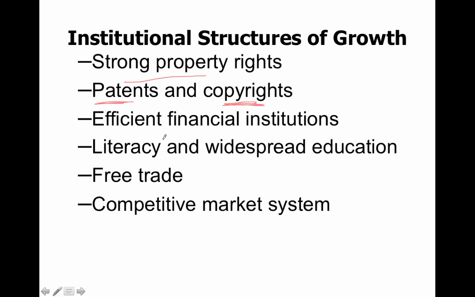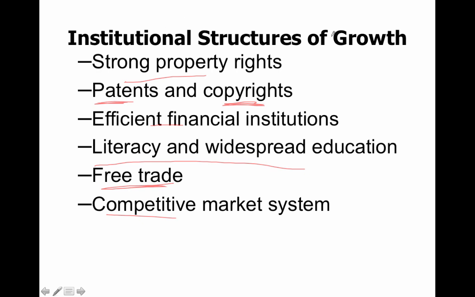therefore I won't. Efficient financial institutions, so when I need to borrow money, I need to be able to do it. It needs to be predictable, it needs to be reasonable, it needs to be affordable, and there can't be a lot of graft, there can't be a lot of theft, there can't be a lot of corruption. Literacy and education, so this is basically human capital. People have to be smart, you have to have an employed workforce, you have to be able to trade, and you have to have the competitive market system. So competition puts prices where we need them.